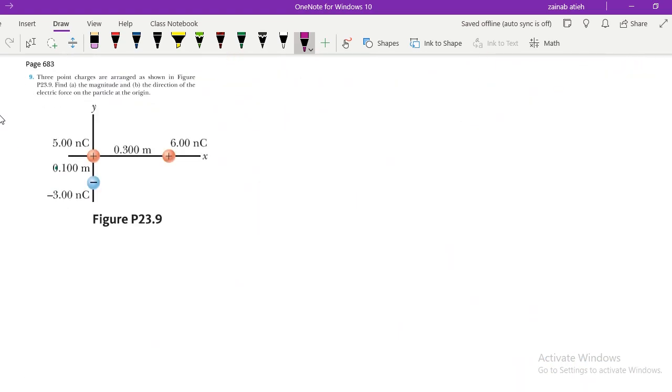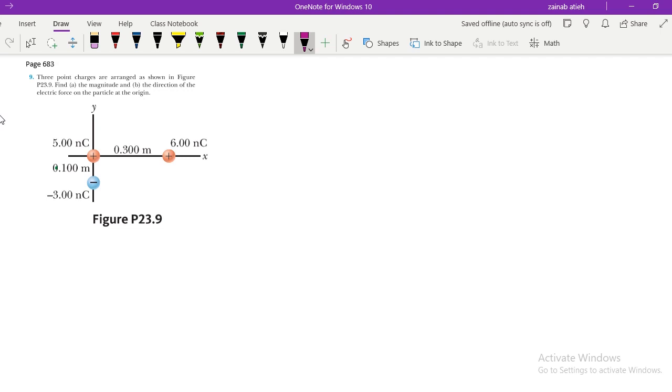Now I will move to problem 9, page 683. You can see, before reading the problem, that this problem is a little bit different from the previous problem. The charges are not collinear, they are making an angle of 90 degrees. Some of them are along the y-axis, some of them are along the x-axis. So we will do the same as above, but the resultant force will be different because it will contain both i and j.